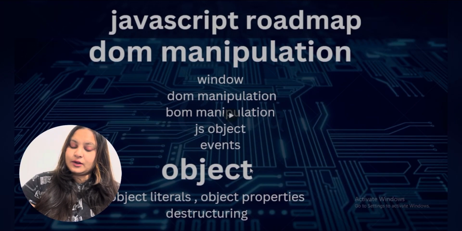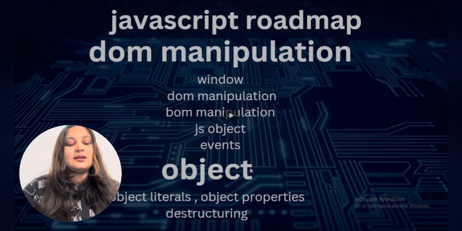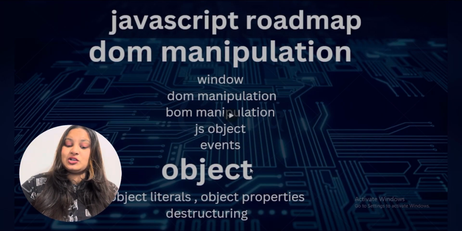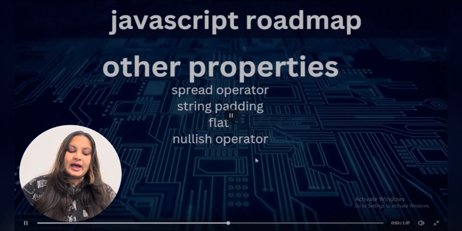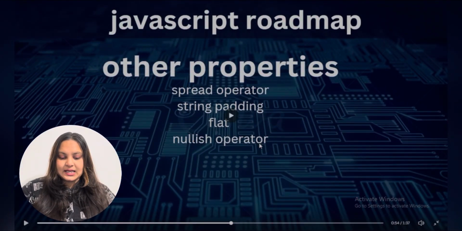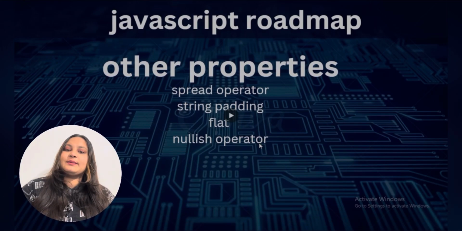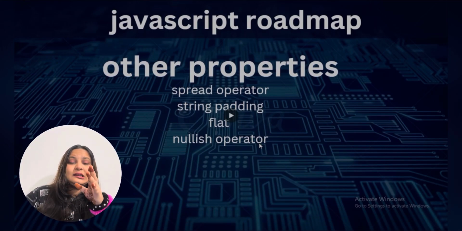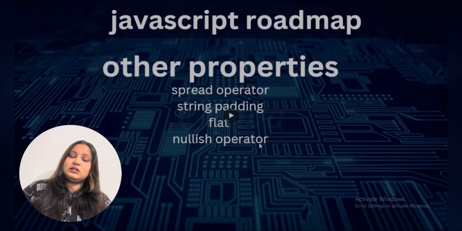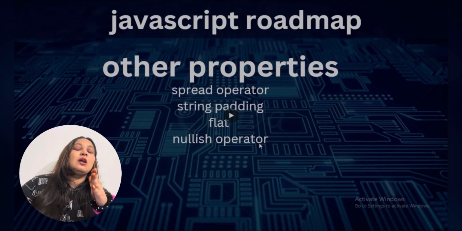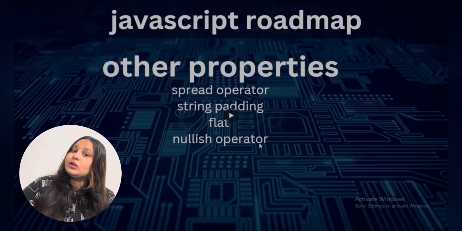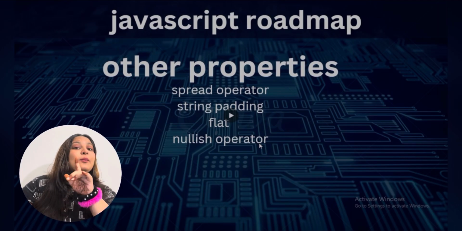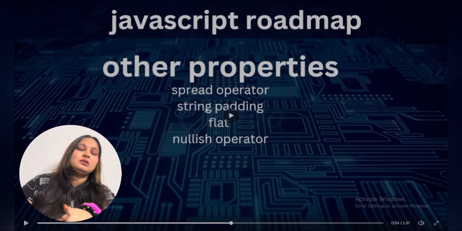See, object is also one of the topics, as JavaScript is object oriented. So we are going to cover objects. Different properties are going to be covered, and destructuring too, and object literals obviously. Then we have some other properties. And this is not enough for learning JavaScript. There are many topics which we are going to cover, even if they are not included in the JavaScript roadmap. So don't worry about that. Even if they are not in this video, we are still going to cover those different topics.